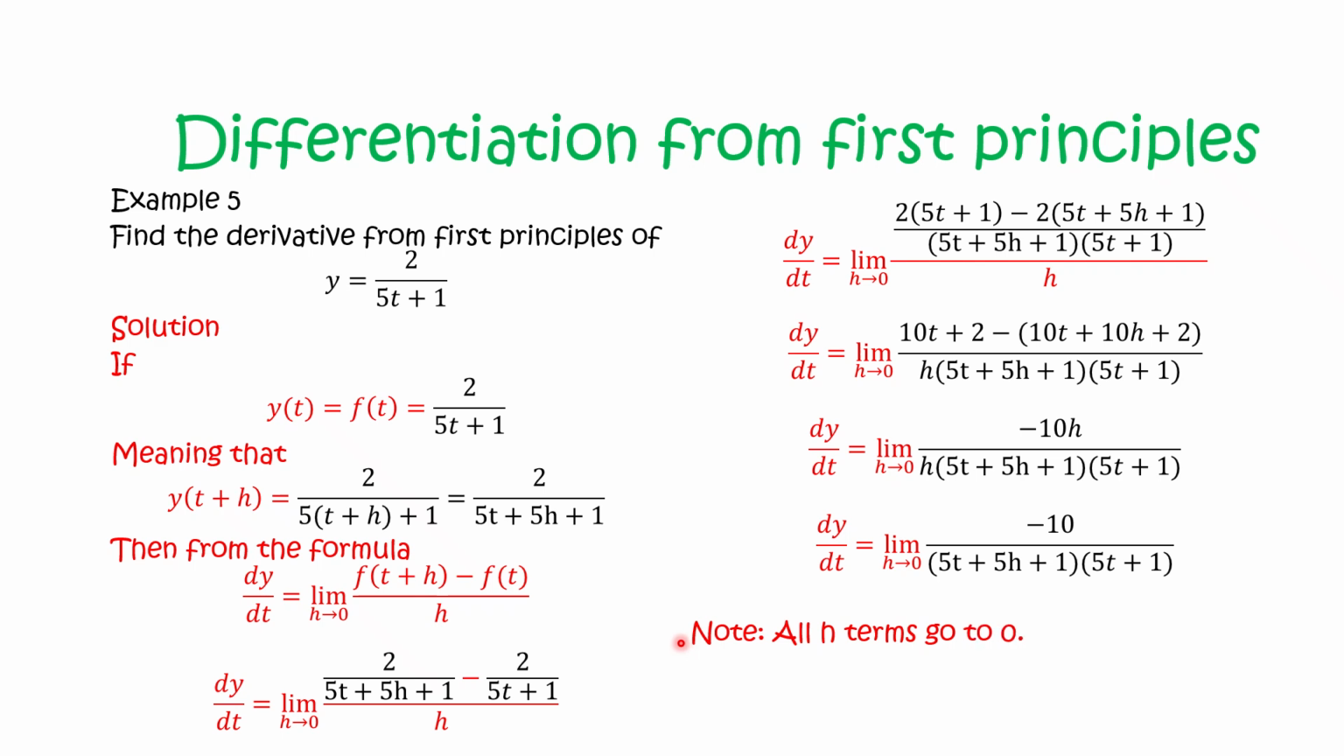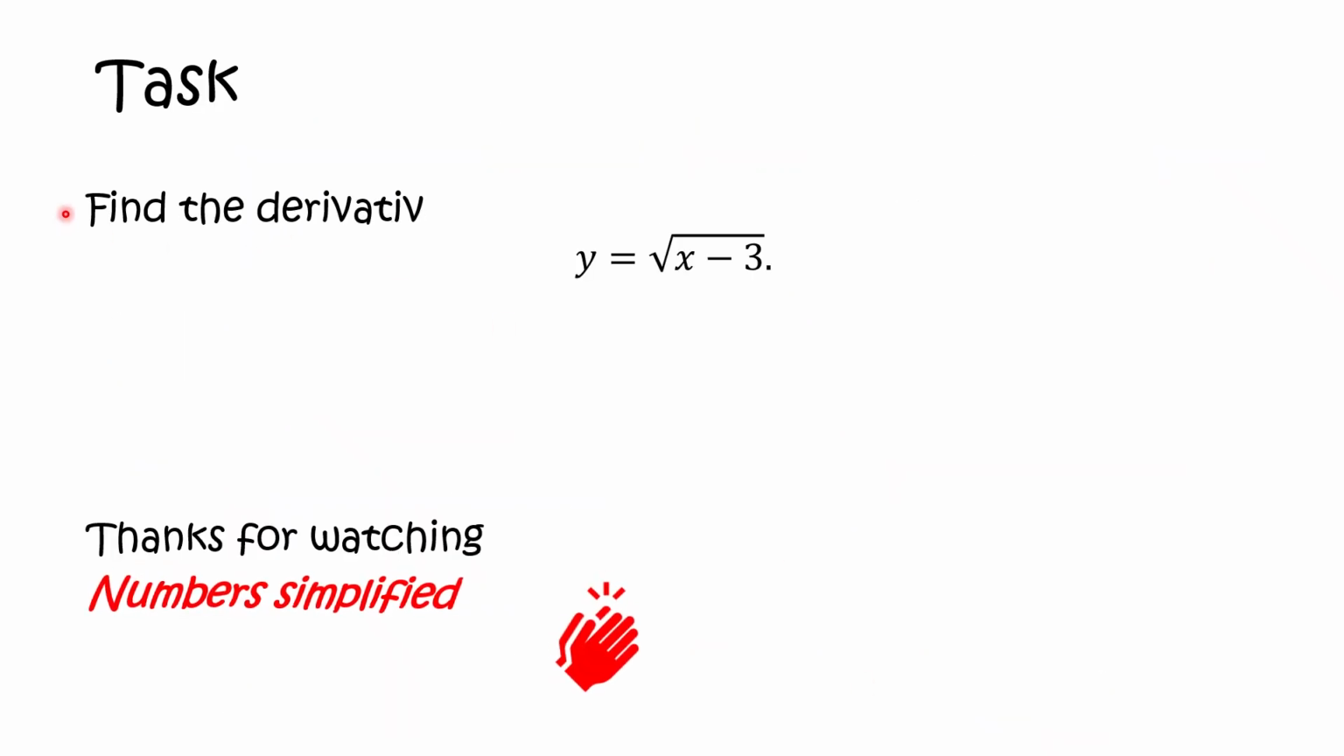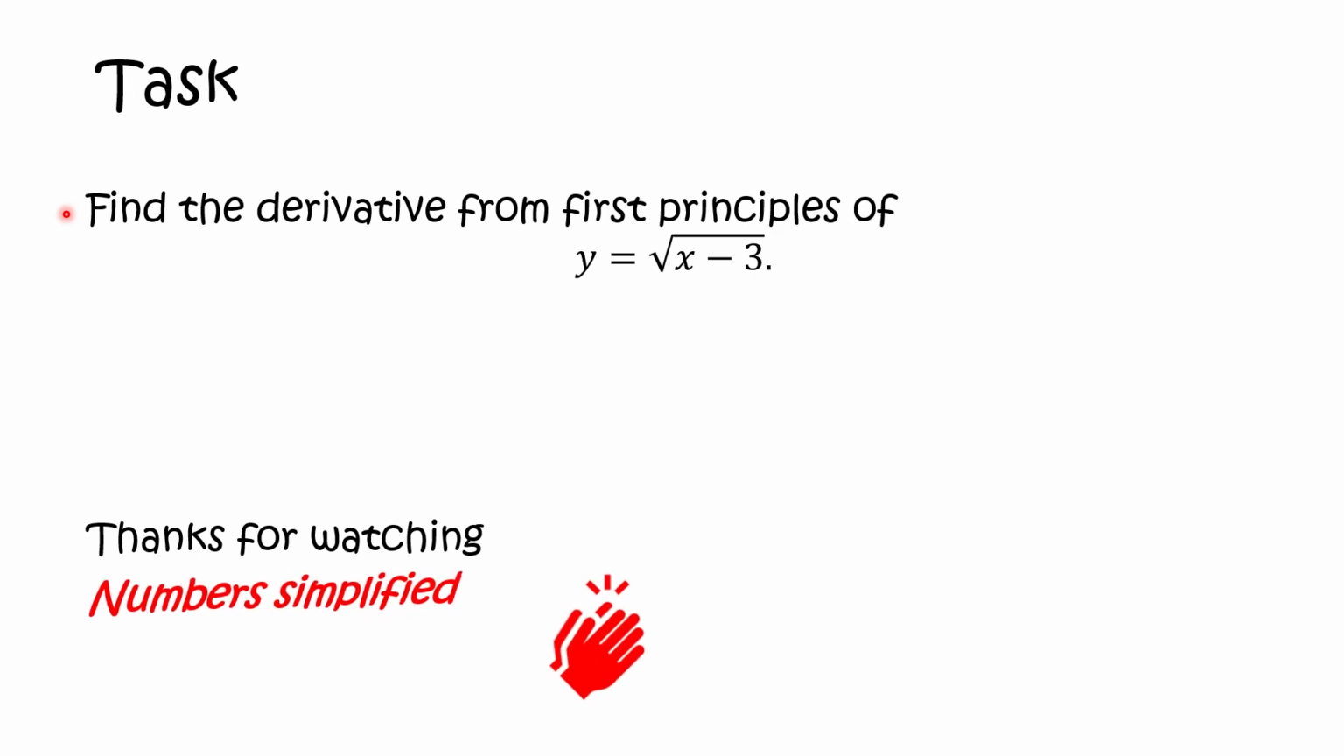And of course, the next step is obvious. We set all h terms to go to 0. And when that happens, we are going to have our dy/dt being equal to minus 10 over 5t plus 1 squared. And that's how we solve from first principles. Now, I'll leave you with the following task. Find the derivative from first principles of y equals the square root of x minus 3.